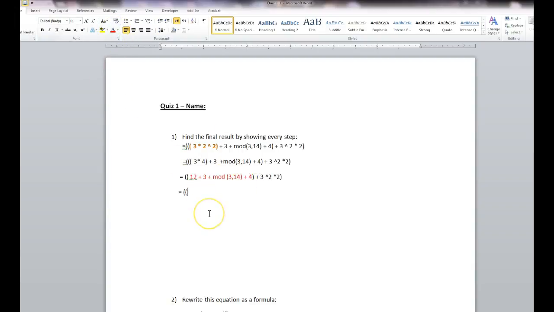I have 12 plus 3 mod 14 plus 4. Very clear that the mod has to be taken care of, which is the remainder. If I have 14 mod 3, when I divide 14 by 3, it's going to give me 4, and the remainder is 2. So that would be the answer. But because I have here 3 mod 14, a smaller number mod a larger number is always the smaller number. Don't forget this. A small number mod a large number is always the small number. So this results in 3.